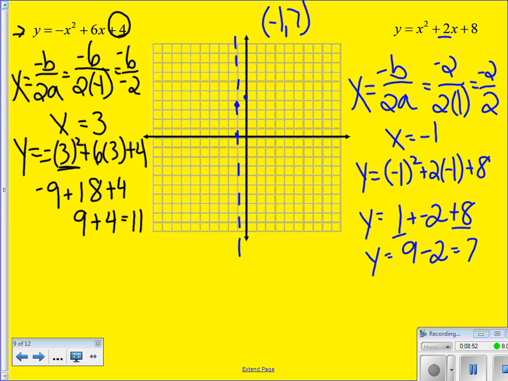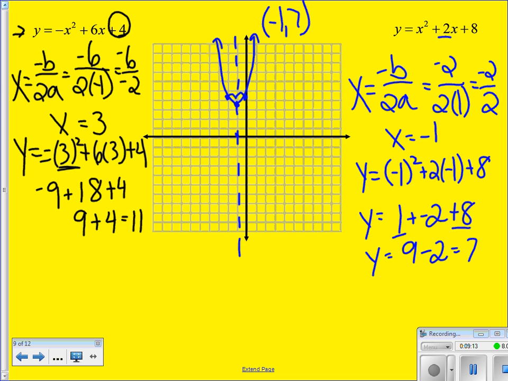So there is our axis of symmetry going down the middle. So from 8, I'm going over 1 to get to the axis of symmetry, which means I need to go over 1 on the other side. Once I have 3 points, I can graph that parabola. So that right there is your answer.